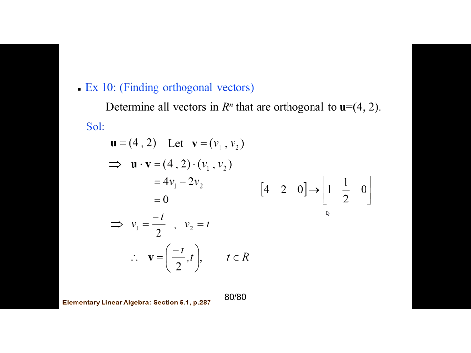The last thing: two vectors U and V are orthogonal if U dot V is equal to 0. Orthogonal means 90 degrees. 90 degrees happens when theta is equal to 90 degrees, because cos 90 is 0. That is why U dot V is equal to 0. So the zero vector is said to be orthogonal to every vector. Determine all vectors in Rn that are orthogonal to U equal to (4, 2).